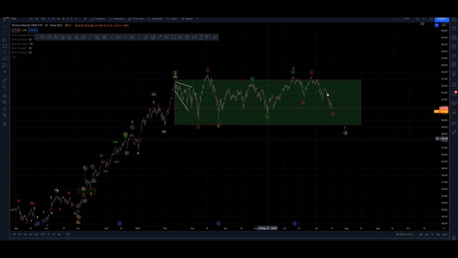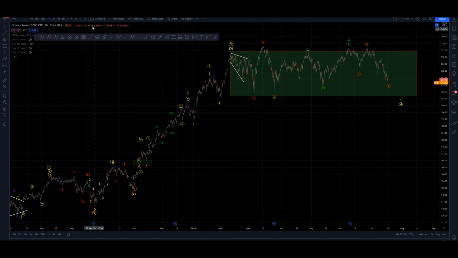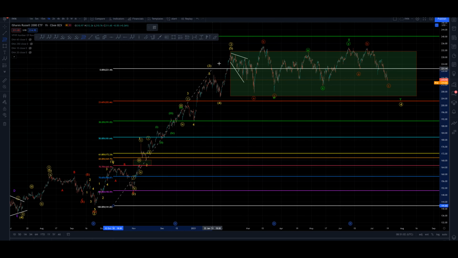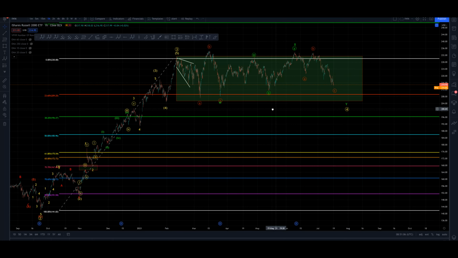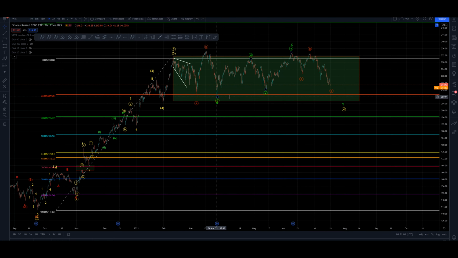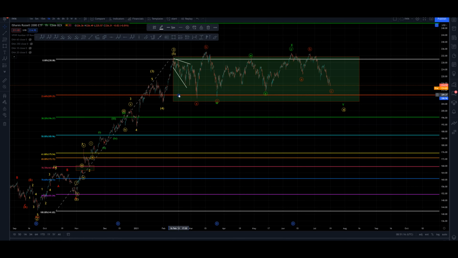Right, what are we looking for? Now the length of this three wave move is pretty impressive. So let's just come up here and pick out the high. So we've been bouncing around the 23.6, which is a possible retracement for a wave 4. Okay, so we've been bouncing around this thing, and it's proven to be support.